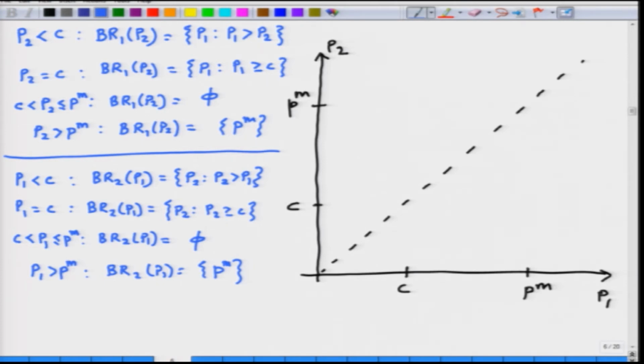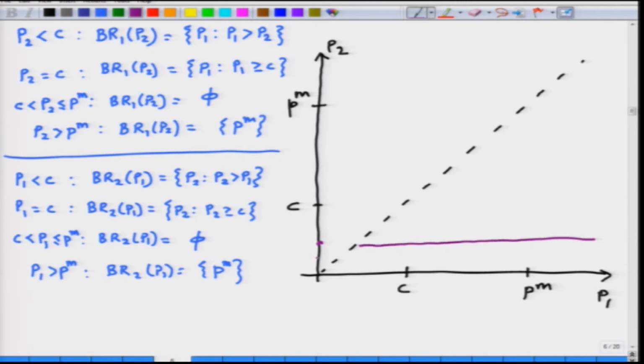Now the best response functions are actually set valued, they are a lot more involved. So, let us start with firm 1's best response, P2 less than C. Let us say P2 is somewhere here, P2 is less than C. If firm 2 chooses a price here, then firm 1 wants to choose a price which is strictly greater than firm 2's price. So, any of these prices are valid prices.